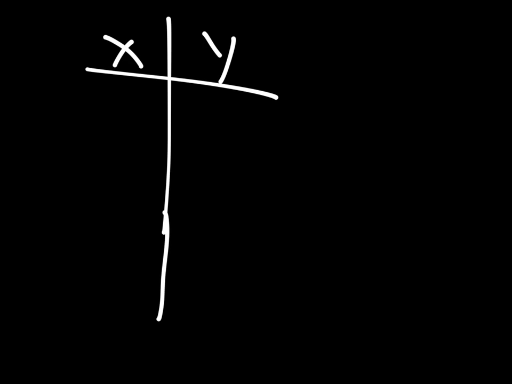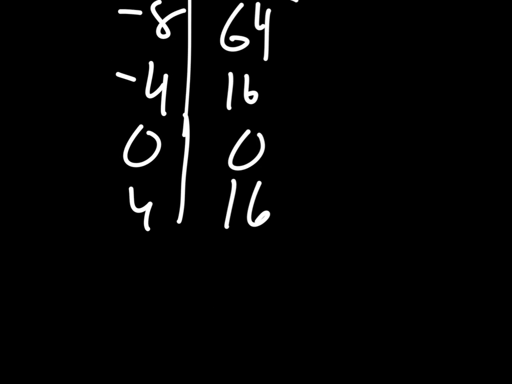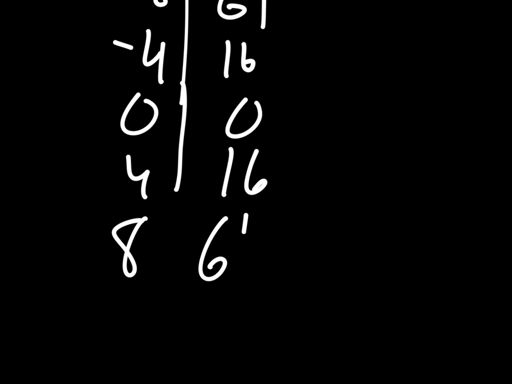Let's do a hard one. Let's do number 9, okay? So number 9 says we have x and y. You have -8, you have 64, you have -4, you have 16, you have 0, you have 0, you have 4, you have... Oh, this is easy. Oh, never mind. We'll do it anyway.